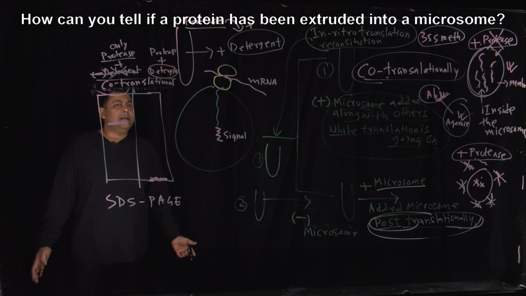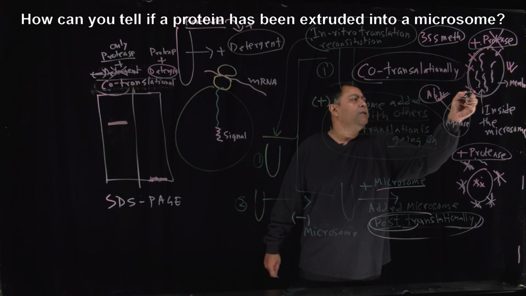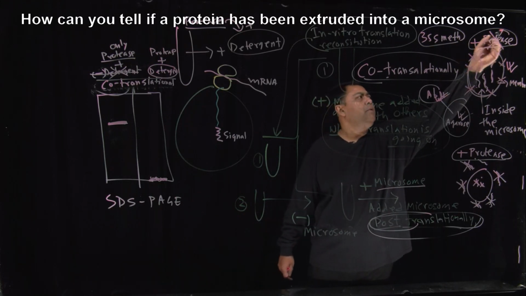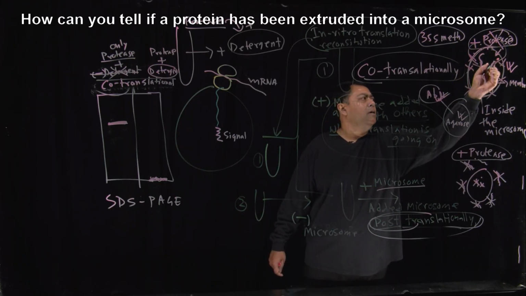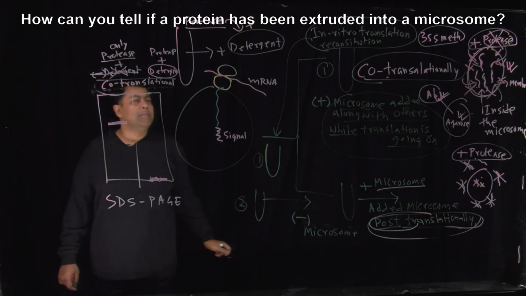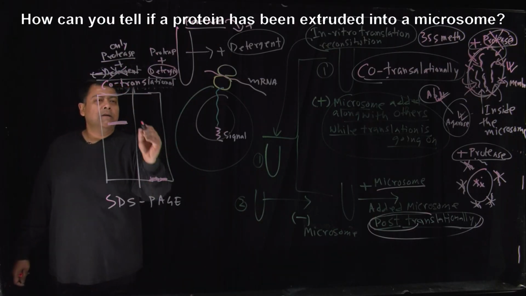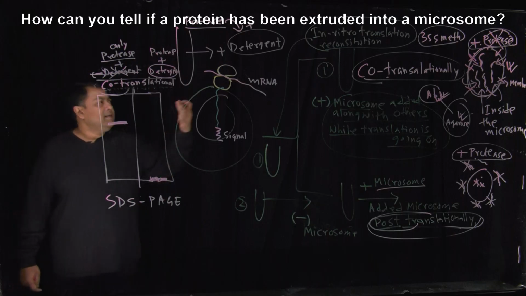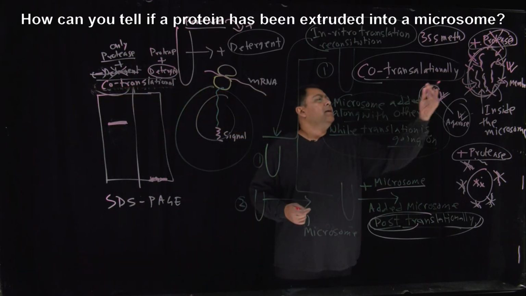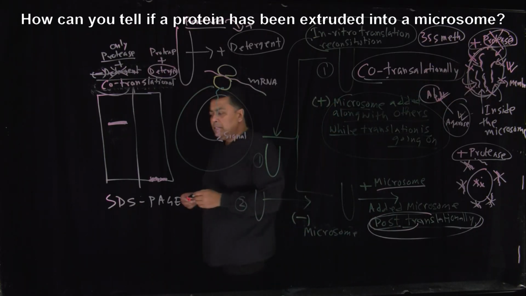So what does that mean? The detergent essentially made holes in this membrane, and after it made the holes, the protease could enter into the lumen of the microsome and digest all the protein that was inside, and you do not get any protein. So this again confirms doubly that the proteins are indeed extruded inside the microsome.